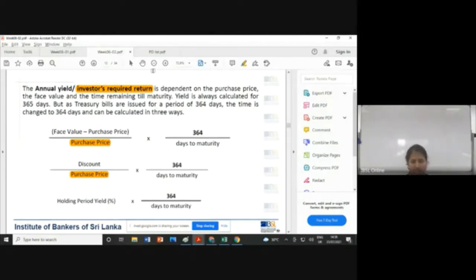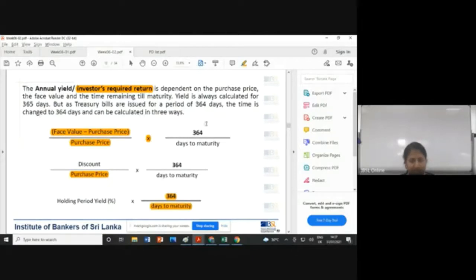So how do you do that? Simple. You take the holding period yield and annualize it. You have an annualization factor. What is the annualization factor? Because it's short term, days to maturity is going to be in the denominator, and 364, the 1 year day count, is going to be the numerator. Discount as amount divided by the purchase price, the investment value, is going to get you the holding period yield. Correct? Now you are going to multiply that by the annualization factor.